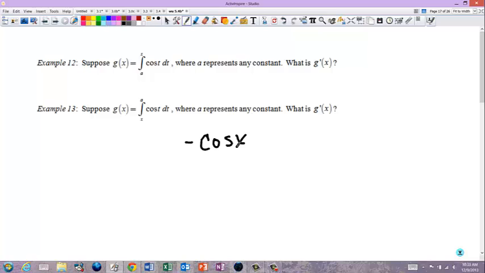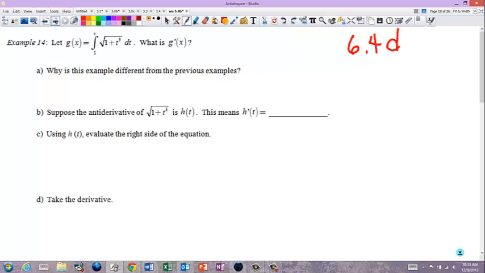And this one is cosine of x. I don't know if I finished them or not. I'm not sure. Let me know if I didn't, and I'll go back and redo them. I can't remember where Nick's mom came in and got me and stopped me.